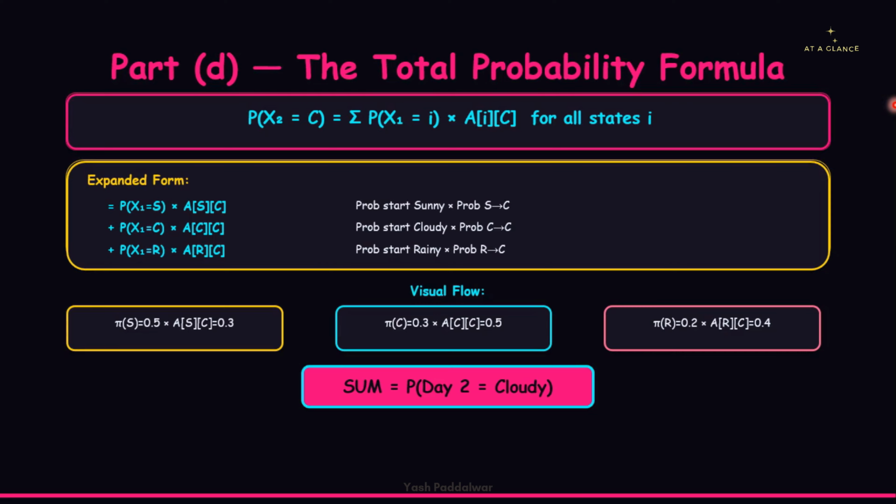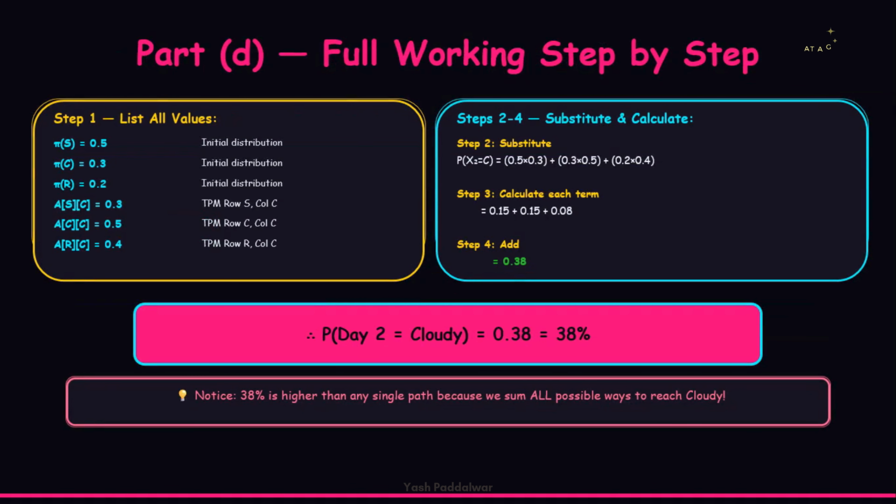I hope you're understanding. Carefully observe this; it is very simple. We are just taking out all the possible path probabilities and adding them. Now plugging in the values: 0.5 multiplied by 0.3, plus 0.3 multiplied by 0.5, plus 0.2 multiplied by 0.4. Multiplying each, we get 0.15 plus 0.15 plus 0.08. Adding them, we get 0.38. So 0.38 is your probability of day 2 being cloudy. There is a 38% chance that day 2 will be cloudy given your initial distribution.